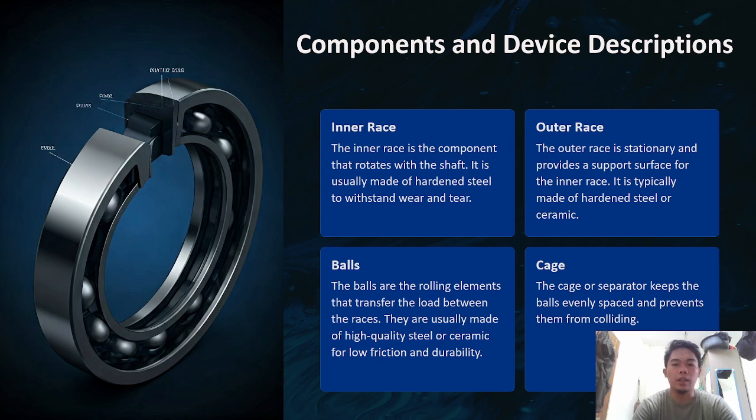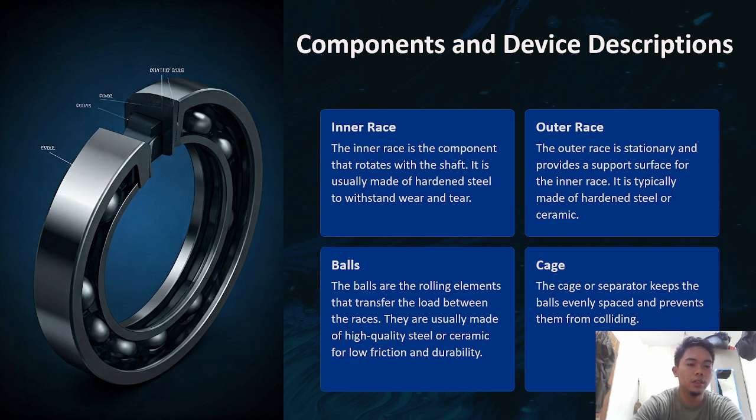So, the second one is the outer race. The outer race is stationary and provides a support surface for the inner race. It is typically made of hardened steel or ceramic. So, itong outer race naman is ito yung nasa labas, which is ito yung nag-hold sa kanila.